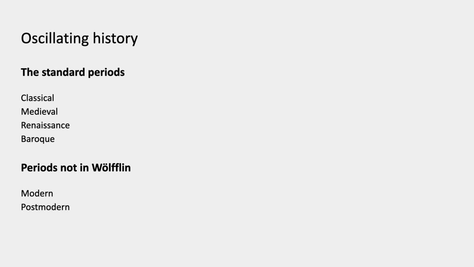So oscillating history would go more or less like this. Here are the standard periods of art, as in the last lecture. Standard periods of Western art, starting with classical, medieval, Renaissance, and Baroque, and a couple that Wölfflin didn't talk about, modern and postmodern. So now, think about that from Wölfflin's point of view.